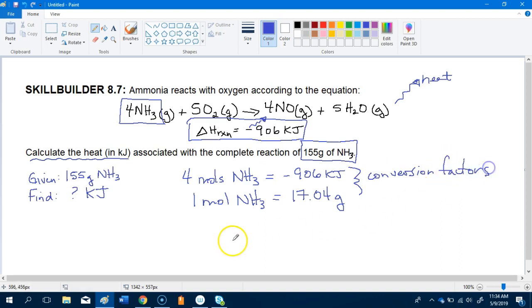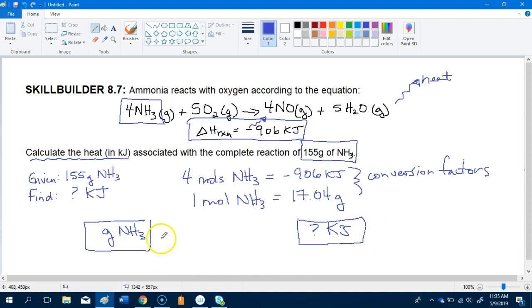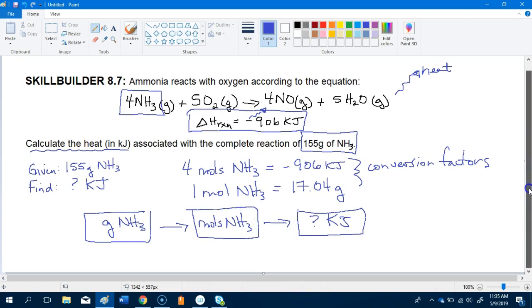And the last thing that I like to do is I like to do my solution map. So I'm going from given grams of NH3 and I want to get to the amount of heat that's emitted. And I know that I can't jump from grams to kilojoules. I first have to convert to moles of NH3, and then from moles I can get to kilojoules. So that's my solution map for this question.